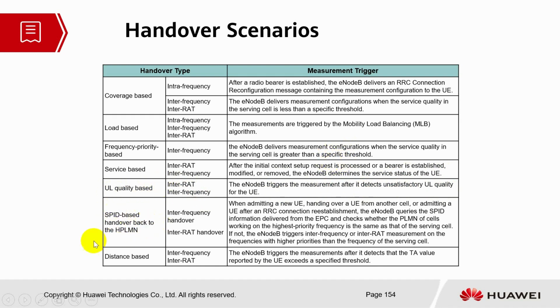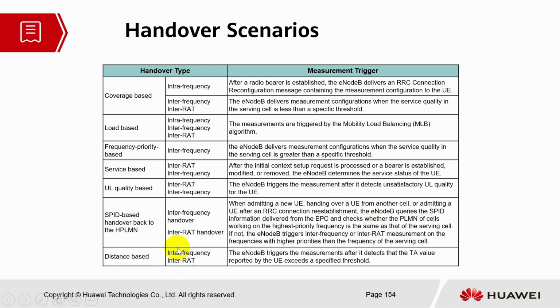SPID-based handover back to home PLMN has two categories, inter-frequency and inter-RAT. When admitting a new UE, handing over a UE from another cell, or admitting a UE after RRC connection re-establishment, the eNodeB will query the SPID information delivered from the EPC side. It will check whether the PLMN of the cell works on the highest priority or not, and whether it's the same as the serving cell or not. If not, the eNodeB will trigger the inter-frequency or inter-RAT measurement on the frequencies with higher priorities than the frequency of the serving cell. This has more checking to be done and is a little bit more complex as well.